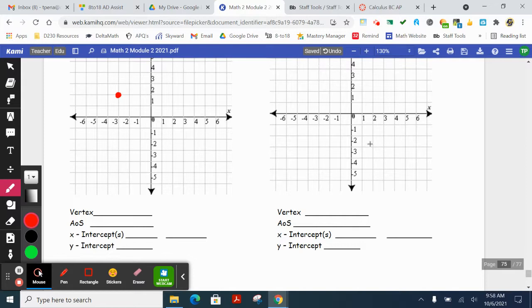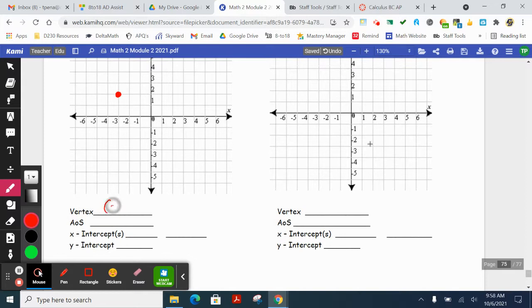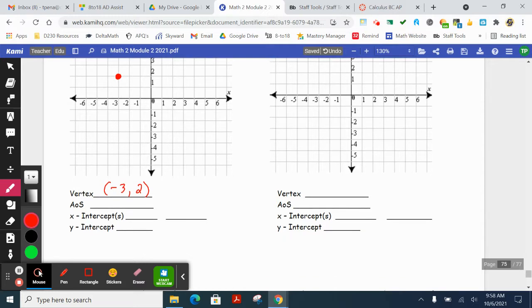Oh, it's down there. Okay, good. So -3, 2. All right, then our axis of symmetry, Jake, would be what? X equals -3. Good. All right, so we've got 2 of the 4 things.